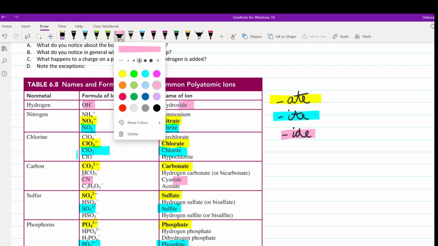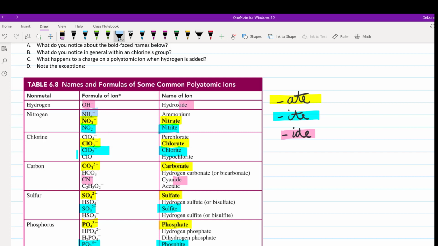Let's see if I can get a light blue color for that one. Ammonium is our only positive charge ion. It's still nonmetals, but it behaves ionically as a polyatomic ion because it's a positive ion.